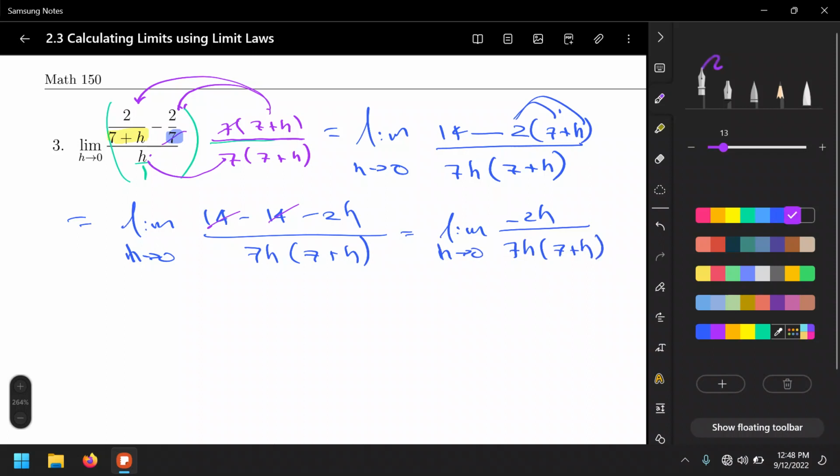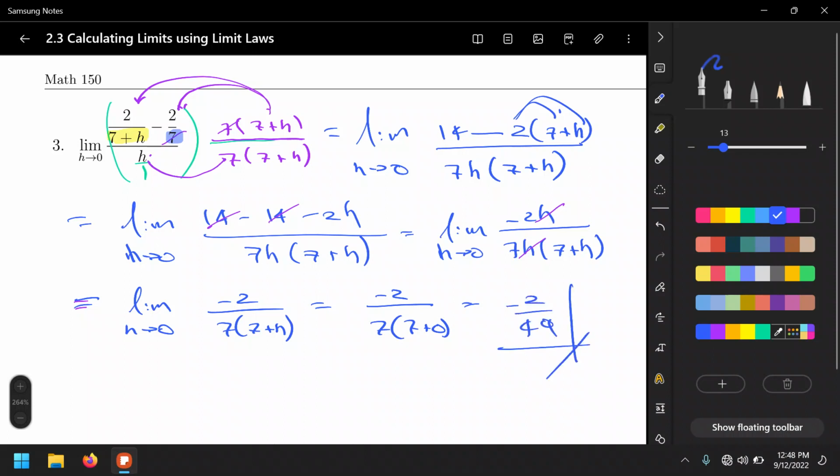Now, do you see what's happening here? Cancel out the h's. When we cancel these two h's, that 0 over 0 is gone. This means we're safe. Negative 2 over 7 times 7 plus h. We may go ahead and plug in the value of h equals 0. Oh, wait, never mind, sorry, I did it wrong, that's fine. So negative 2 divided by 7 times 7 plus 0, which is negative 2 over 49. We're going to do more stuff next time, guys.